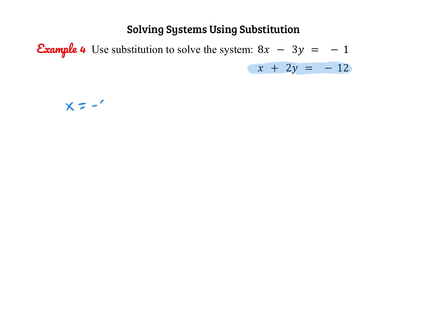I'm going to move everything else to the other side. So I see x equals negative 2y minus 12. And now I know a way to define x in terms of y. I'm going to take that and substitute it into the x value in my other equation. So we have 8 times negative 2y minus 12 minus 3y equals negative 1. So you can see when I make that substitution here, now my equation only has a single variable. It's all in terms of y, which means that I can solve. So now we just go through and distribute and solve.